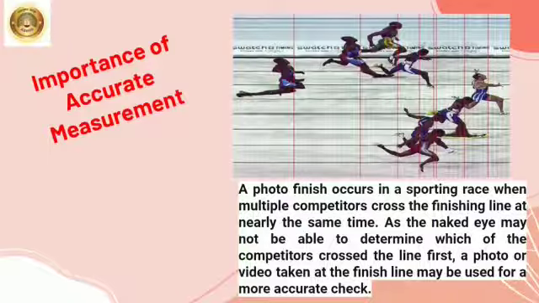A photo finish occurs in a sporting race when multiple competitors cross the finishing line at nearly the same time. Here, the naked eye is not able to decide the result. So, what do we do? A photo or a video taken at the finish line may be used for a more accurate result.